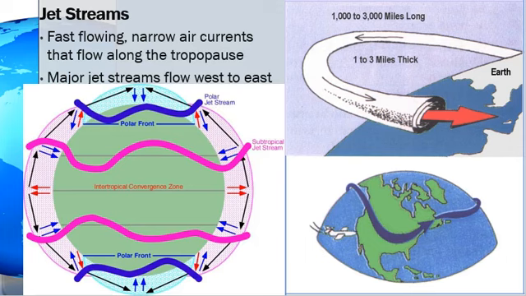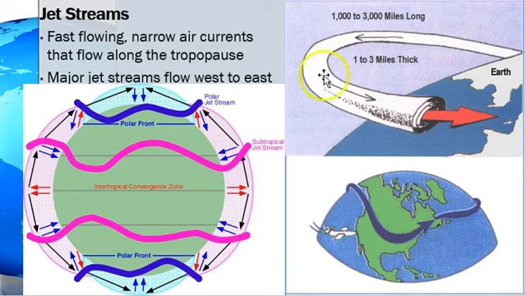Now there's one other type of wind that's fairly important that you need to know about, and that is jet streams. So jet streams are going to be really fast flowing, narrow air currents. They're going to flow right along that tropopause, right in between the troposphere and the stratosphere. And they're always going to flow, at least for our purposes, from west to east. So you can think of them going around the globe in that direction.